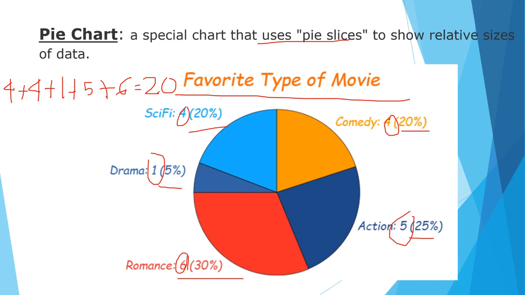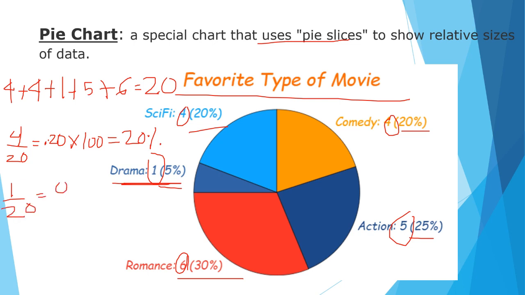Okay? So ngayon, para kunin natin yung mga percent, we will just simply divide. So 4 divided by 20, it will give us 0.20. Okay, 0.20. And then multiply by 100, then it will give us 20%. Okay? Then, ang drama naman, 1. So, we have 1 divided by 20 equals 0.05. Yang 0.05, multiply it by 100, and it will give us 5%.